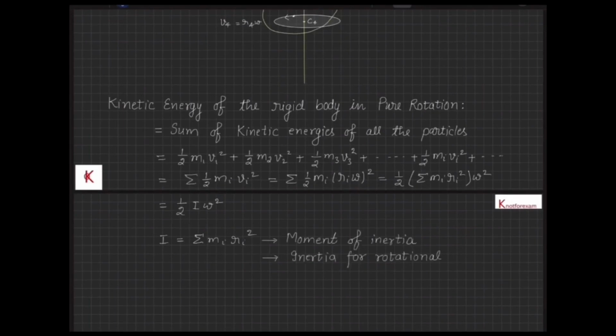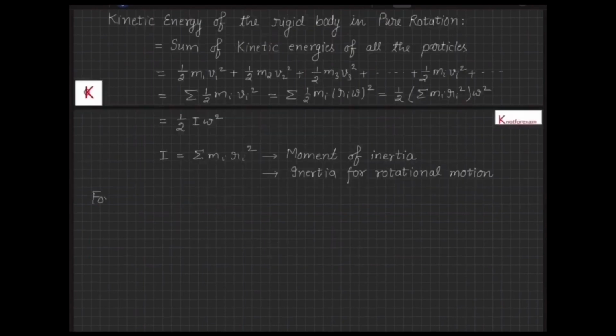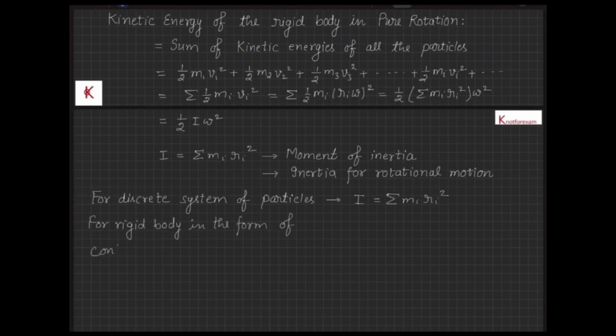So, for a discrete system of particles, moment of inertia is the sum of the term mi ri square of all the individual particles. And if the rigid body is in the form of a continuous system of particles, then this term will be the integration of dm r square for each differential element of mass dm located at a distance r from the axis of rotation. So, in this case, I will be the integration of dm r square, that is equal to the integration of r square dm with proper limits.